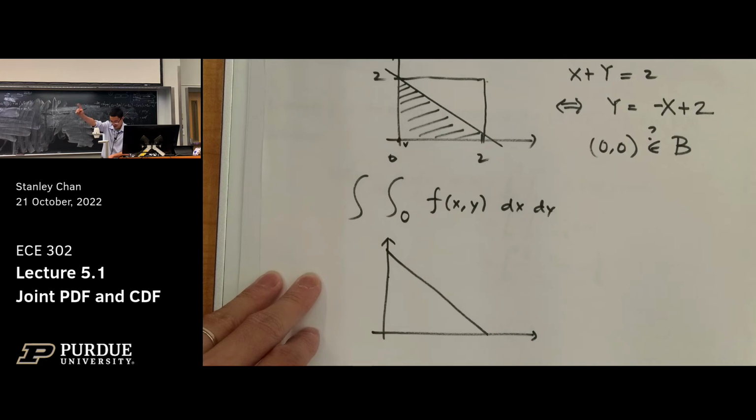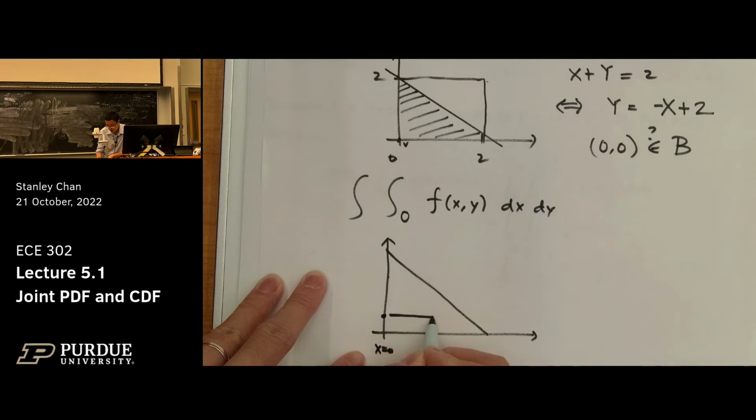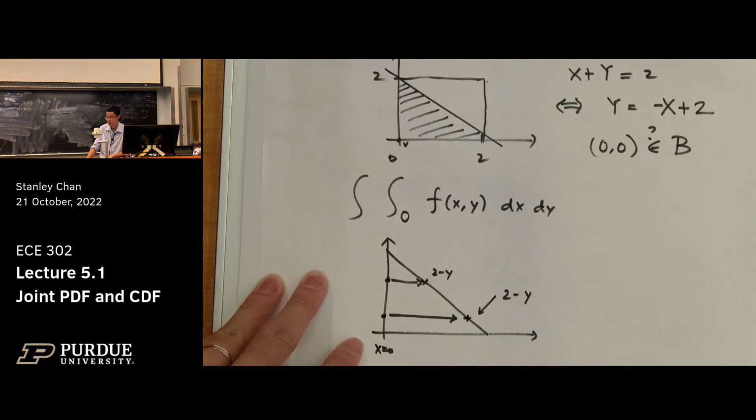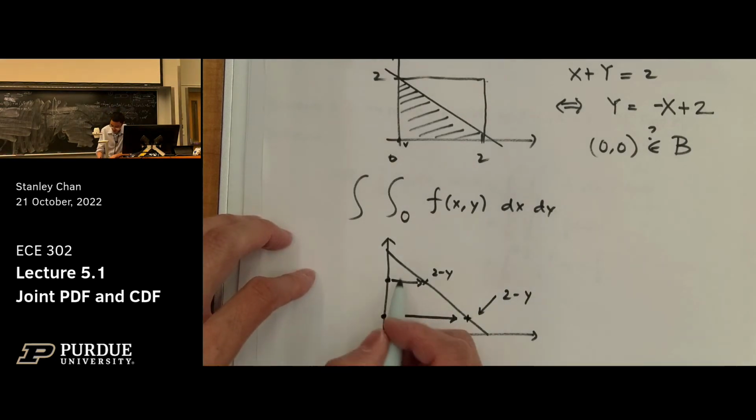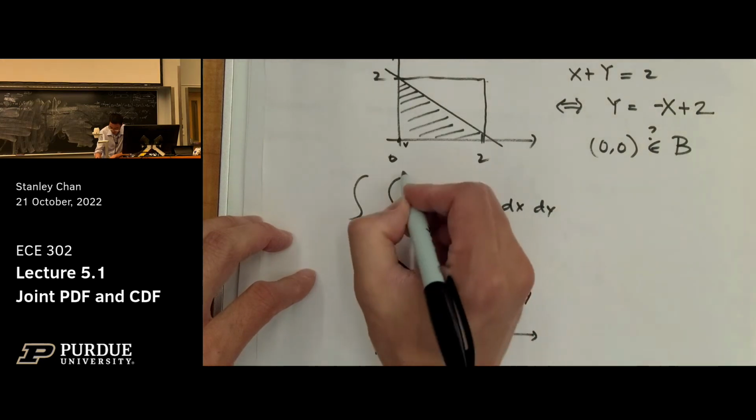Okay, 2 minus y. The reason is, let's say you start from here. This is 0, right? This is x equals to 0. You go all the way until you hit this point. What is this point? This point is 2 minus y. Now, if you're here, you go to here, then you stop at this point. This is also 2 minus y. Of course, this y is a different y than the other y. Just be aware. Okay, so you do this. You go from 0 to 2 minus y.